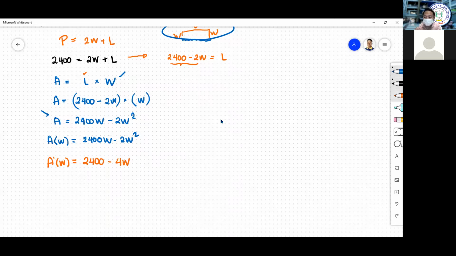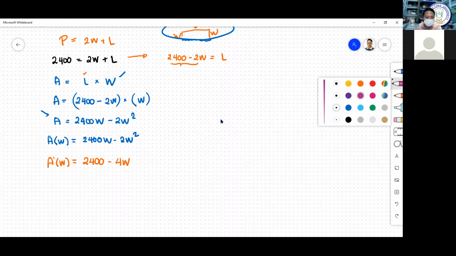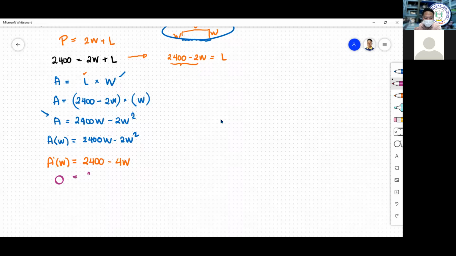So our next step is to set the derivative equal to 0 and then solve for W. If we transfer 2,400 to the other side, it becomes negative 2,400, keeping the negative 4W on the right side, and dividing both sides by 4, we get our W as what? 600. Very good.